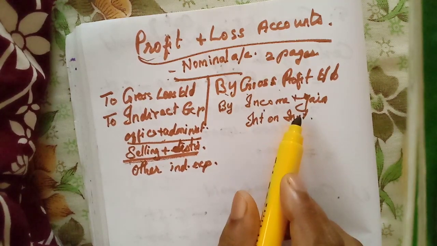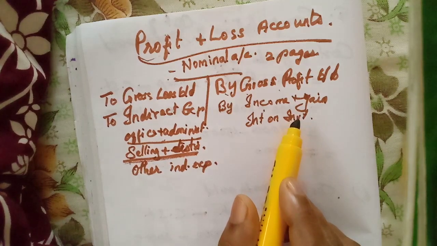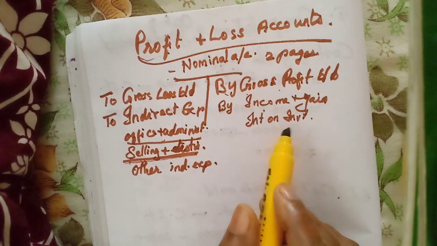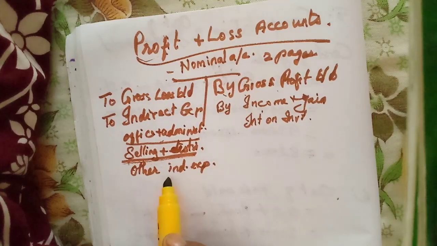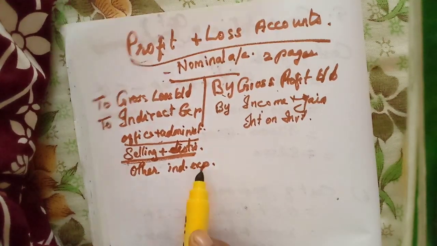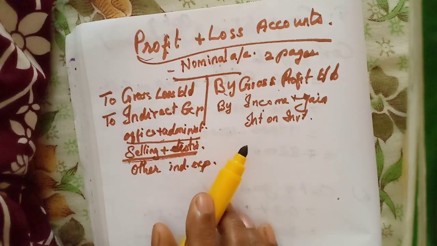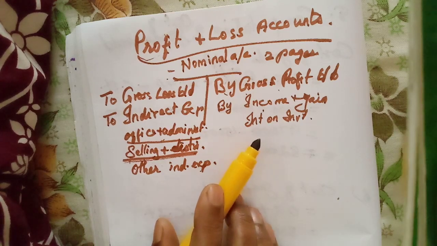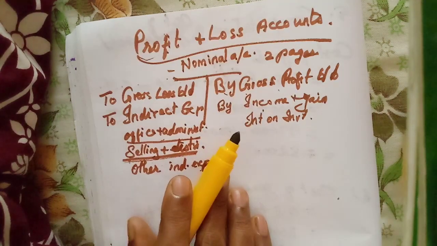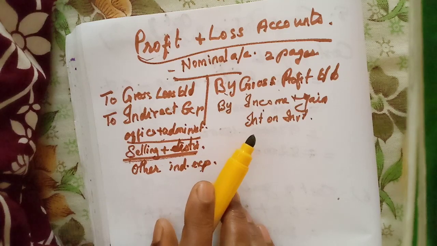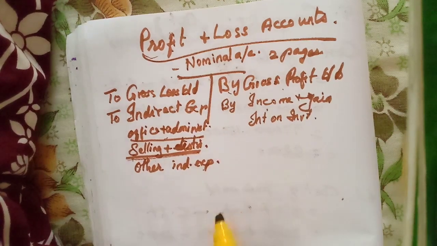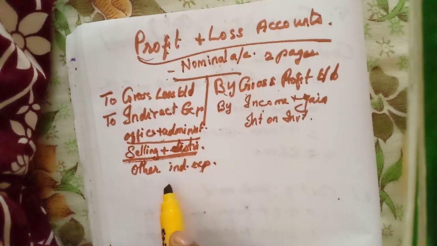Then what are the gains? We have heard of one loss, the loss on sale of fixed asset. If we get a profit on the sale of a fixed asset, that is a gain. Or if we sell any investment for a profit, that is also an indirect gain. Then how do we close this profit and loss account?